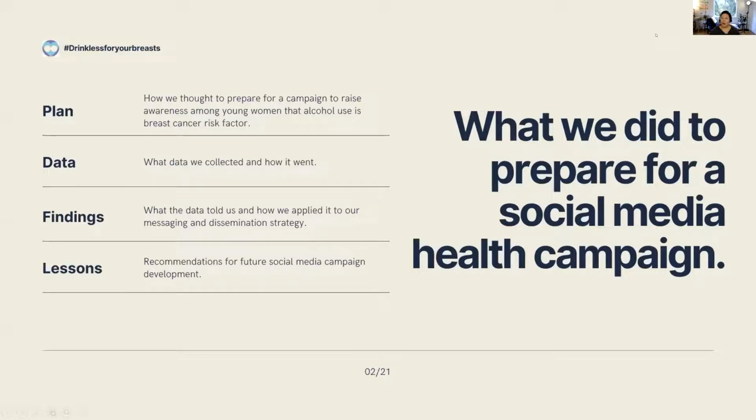So I'm going to talk about what we did to prepare for this social media health campaign. I'll begin by describing what our plan was, so how we envisioned carrying out this development. I'll talk about some of the data that we collected and how that data collection went. And then I'll spend some time on what we found from our data collection efforts. And as I'm describing what we found, I'll talk about how that related to how we were thinking about our messaging and our dissemination strategy for the social media campaign in particular. And I'll end with just one slide about some of the lessons we learned and some things that other people might want to consider if they're doing their own social media health campaign.